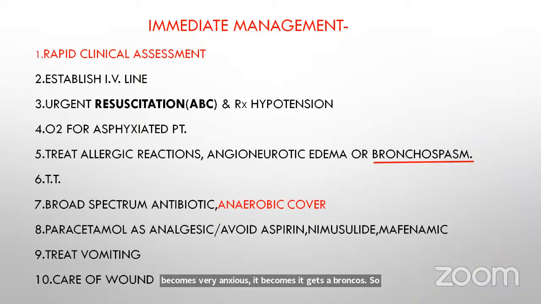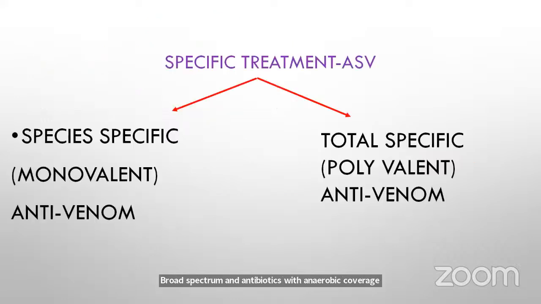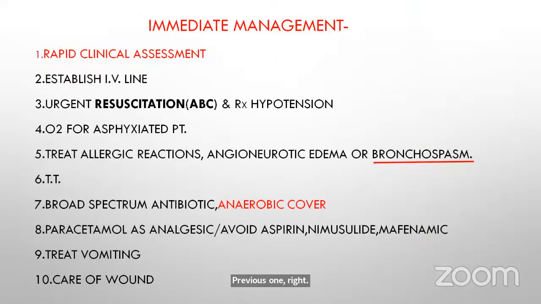Give tetanus toxoid injection. It is another important thing. Broad spectrum antibiotics with anaerobic coverage should be given. Paracetamol as an analgesic. We should avoid aspirin. So you should avoid aspirin, nimesulide, and mefenamic acid. Vomiting is very common because of vasovagal symptoms, and therefore you must treat vomiting and you must take care of the wound. Next.